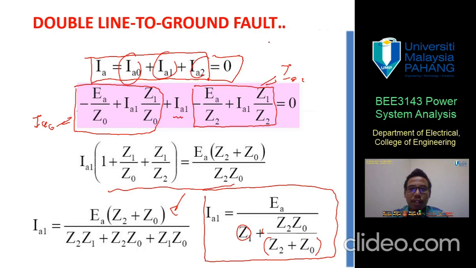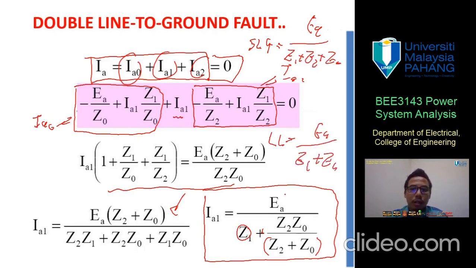Let's refresh. For the case of SLG, single line to ground, you still remember, right? EA over Z1 plus Z2 plus Z0. For LL, line to line, it is EA over Z1 plus Z2 only, no Z0. And for DLG, double line to ground, EA over Z1 plus Z2 multiplied by Z0 over Z2 plus Z0. So it is slightly longer than both SLG and LL, but still straightforward for me.